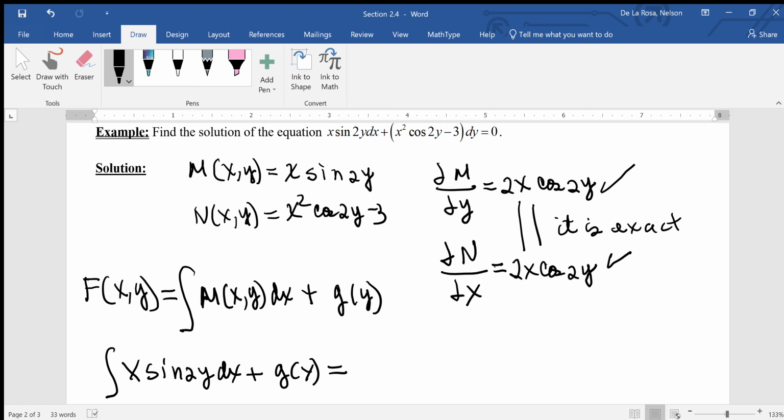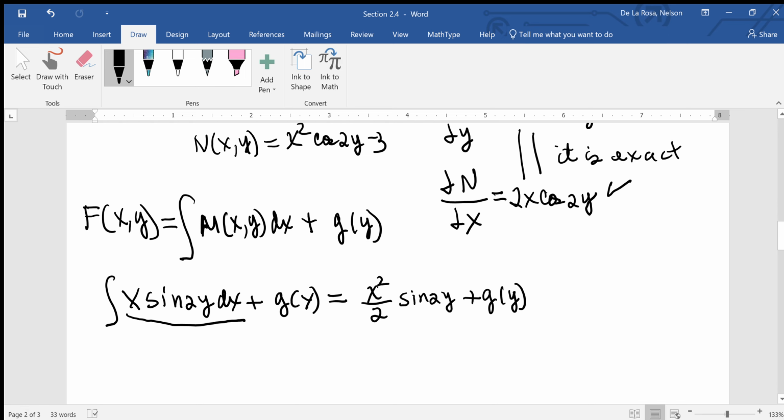So the integral of x sine of 2y dx, remember, this integral only depends on x, right? So x is going to be the variable. Everything else is like a number. So the integral of x is x to the second divided by 2 sine of 2y plus g of y. Now we have to determine who g of y is. Who is g of y?